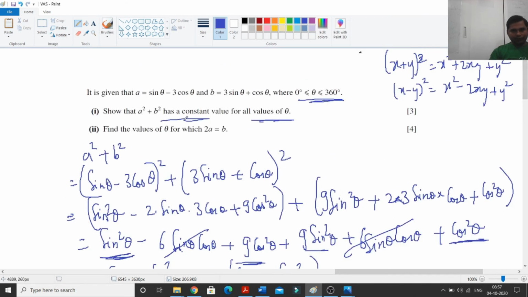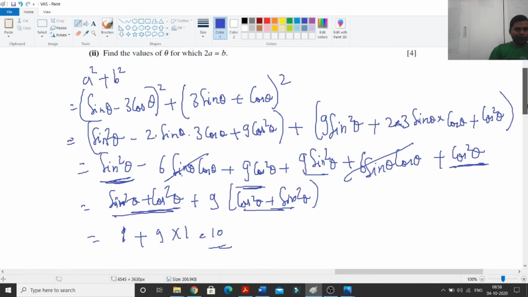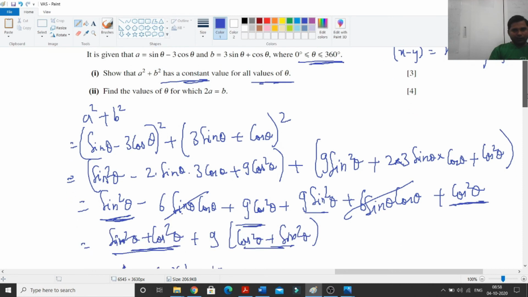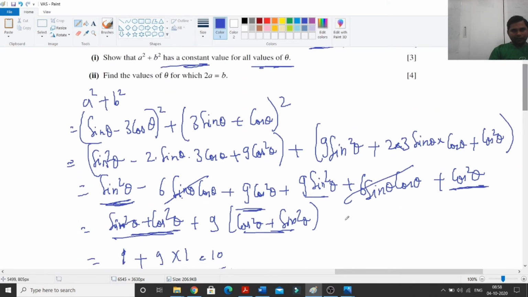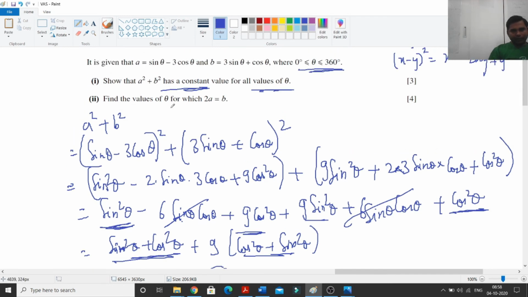That's what we need to prove as a constant value. So this is 10, and that's what we have to prove, that it's a constant value for all values of theta. No matter, it does not depend on theta, it's a constant. So for all values of theta, it's true. Now second part is find the value of theta for which 2a is equal to b. So 2a is equal to b.